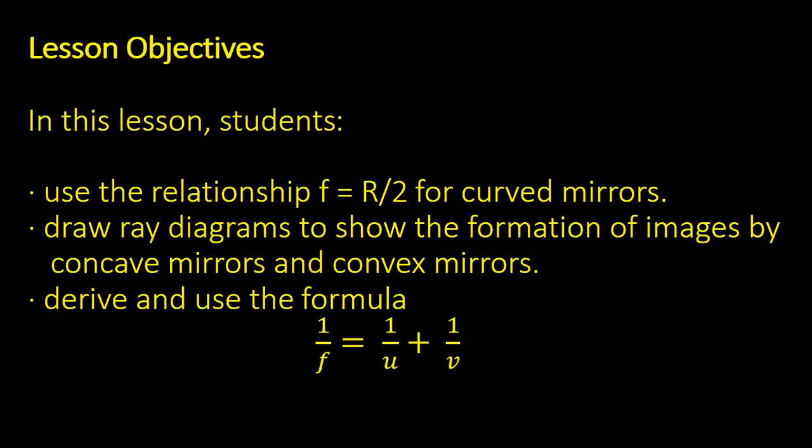Lesson objectives. In this lesson, students use the relationship f equals r divided by 2 for curved mirrors. Draw ray diagrams to show the formation of images by concave mirrors and convex mirrors. Derive and use the formula 1 over f equals 1 over u plus 1 over v.